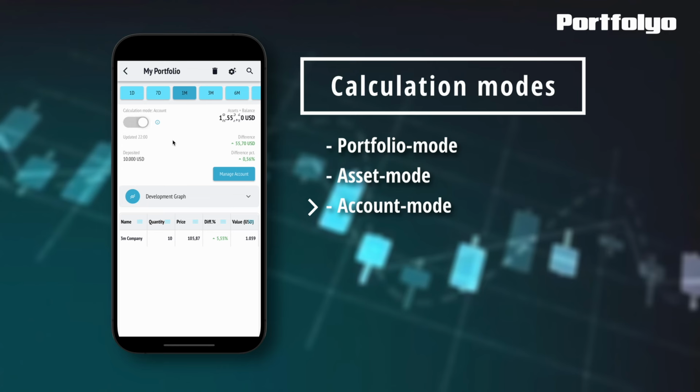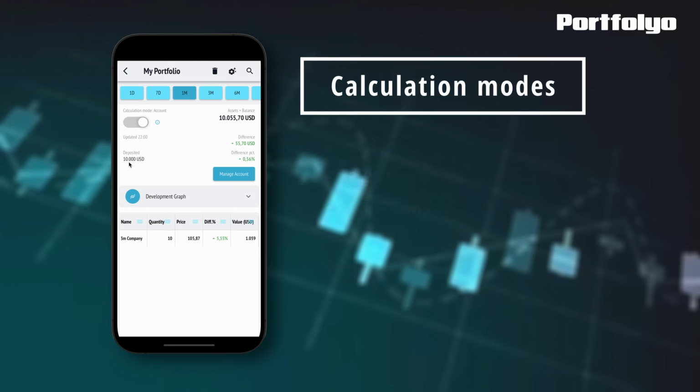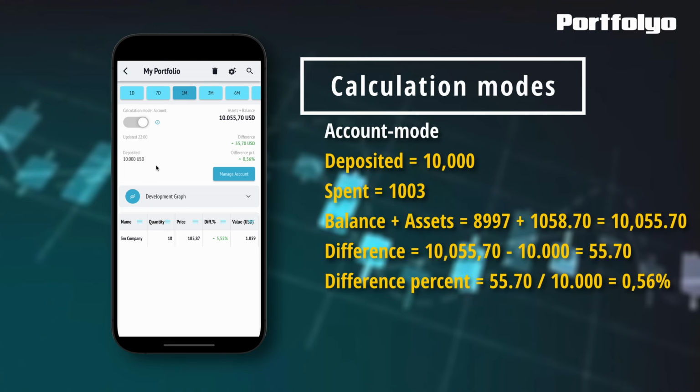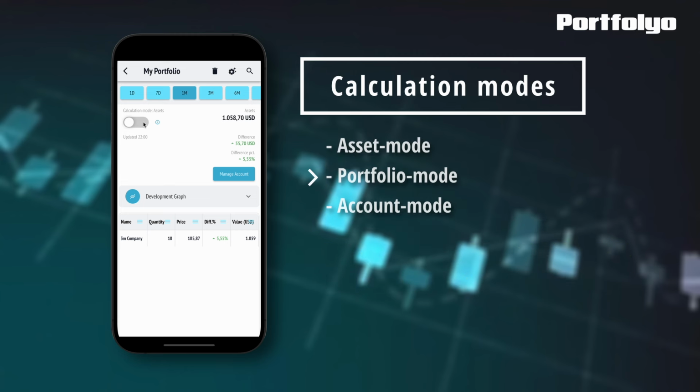Account mode is a rather straightforward calculation method. It operates only if there has been a deposit, calculating the difference between the owned assets and the account balance compared to the deposited amount. In essence, it measures the return on the deposited amount. Therefore, changing the period doesn't make a difference, as it always considers the total deposit versus the current value of the portfolio and account. Let's now focus on portfolio mode.